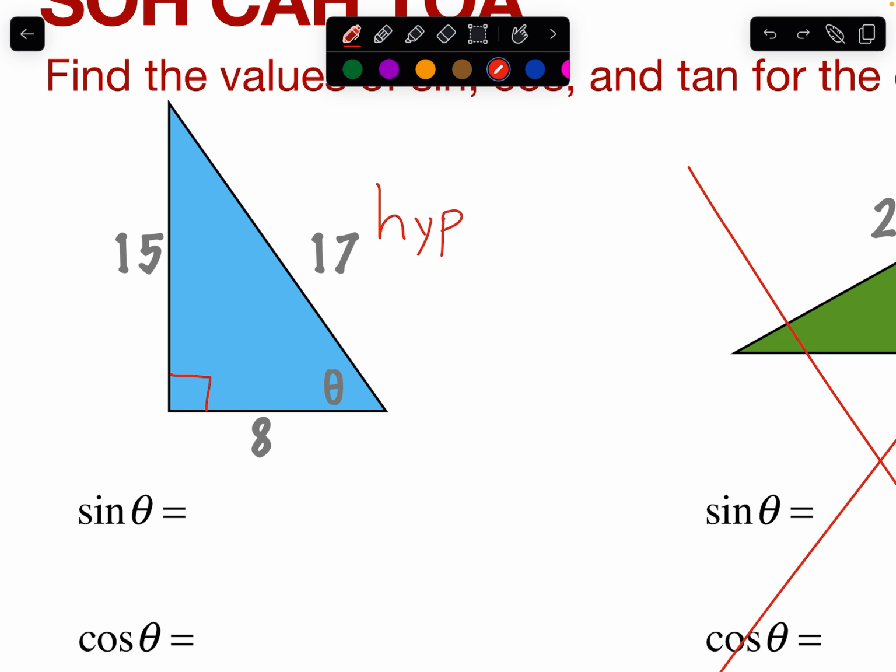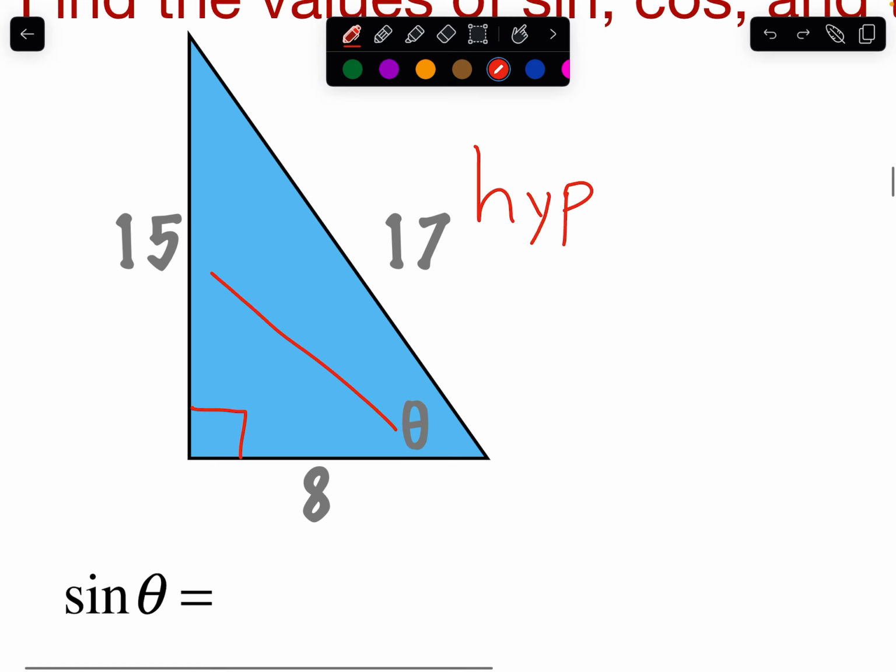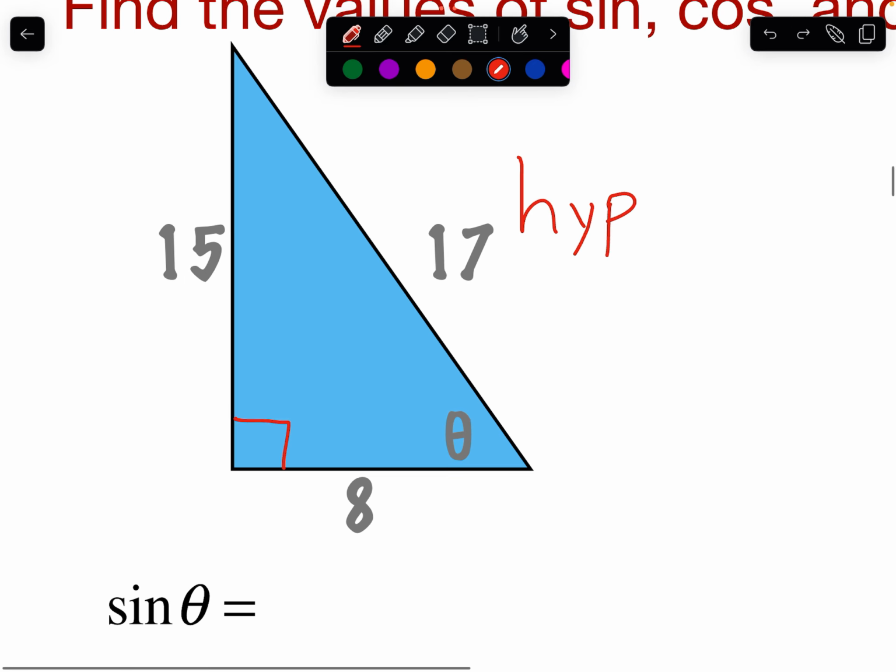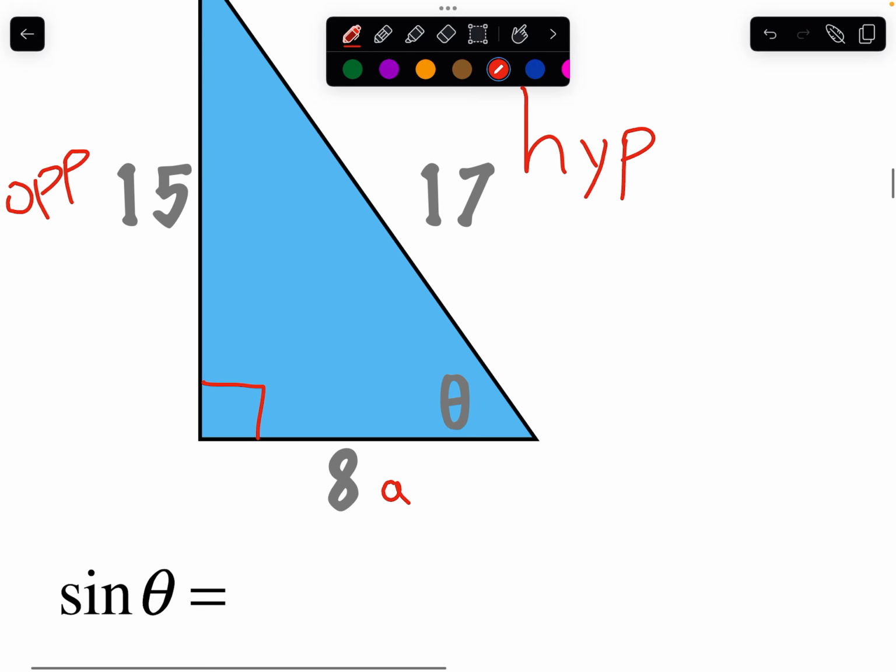Now, relative to this angle theta, 15 would be considered the opposite side, like across from. Like you've got your back to the corner here and you're staring out this way. You're looking at the opposite side, the opposite wall. That's 15 relative to this angle theta. 8 would be considered the adjacent side. Think of adjacent as next to the angle in question here.